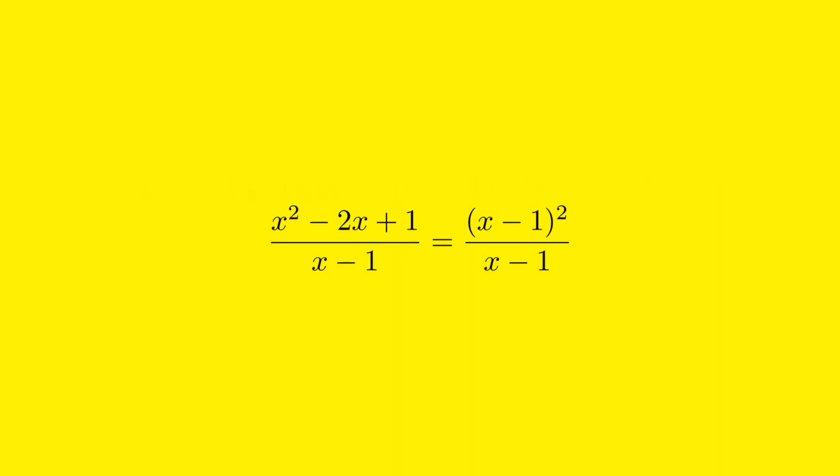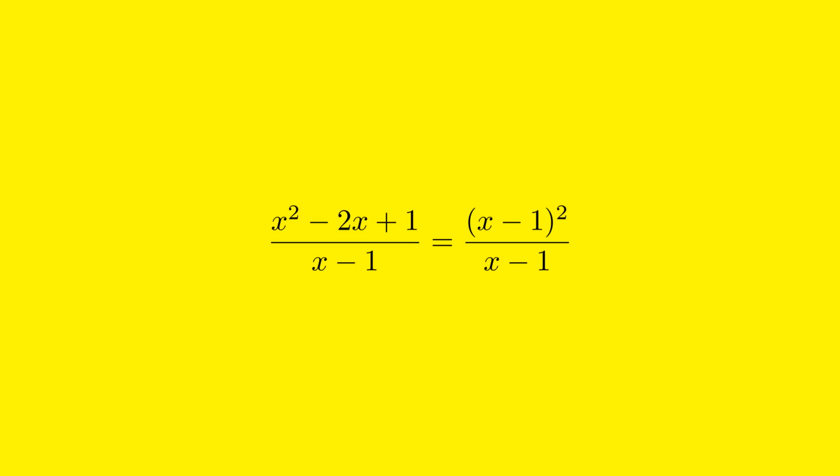To reduce the rational expression (x squared minus 2x plus 1) over (x minus 1) to lowest terms, you need to first rewrite the expression by factoring the numerator, which is the top part of the fraction. Step 1. Factor the numerator.